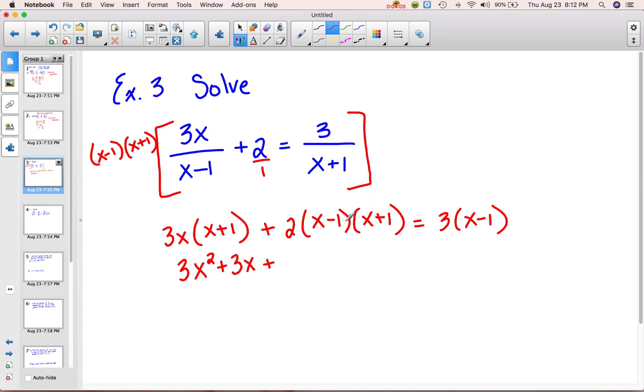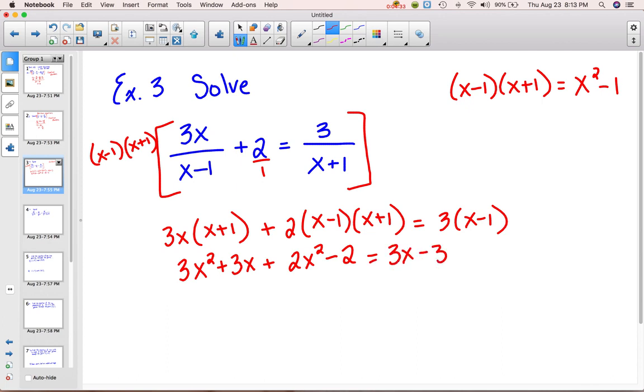And what I'm going to do here, now if you recognize this, this is the difference of two squares. So remember that x minus 1 times x plus 1, you can multiply it out in a box or FOIL that. But you're going to get x squared minus 1 when you do. So then when I distribute the 2, I'm going to have 2x squared minus 2. Then we have on this side 3x minus 3. So that's what I get after I've multiplied everything out.